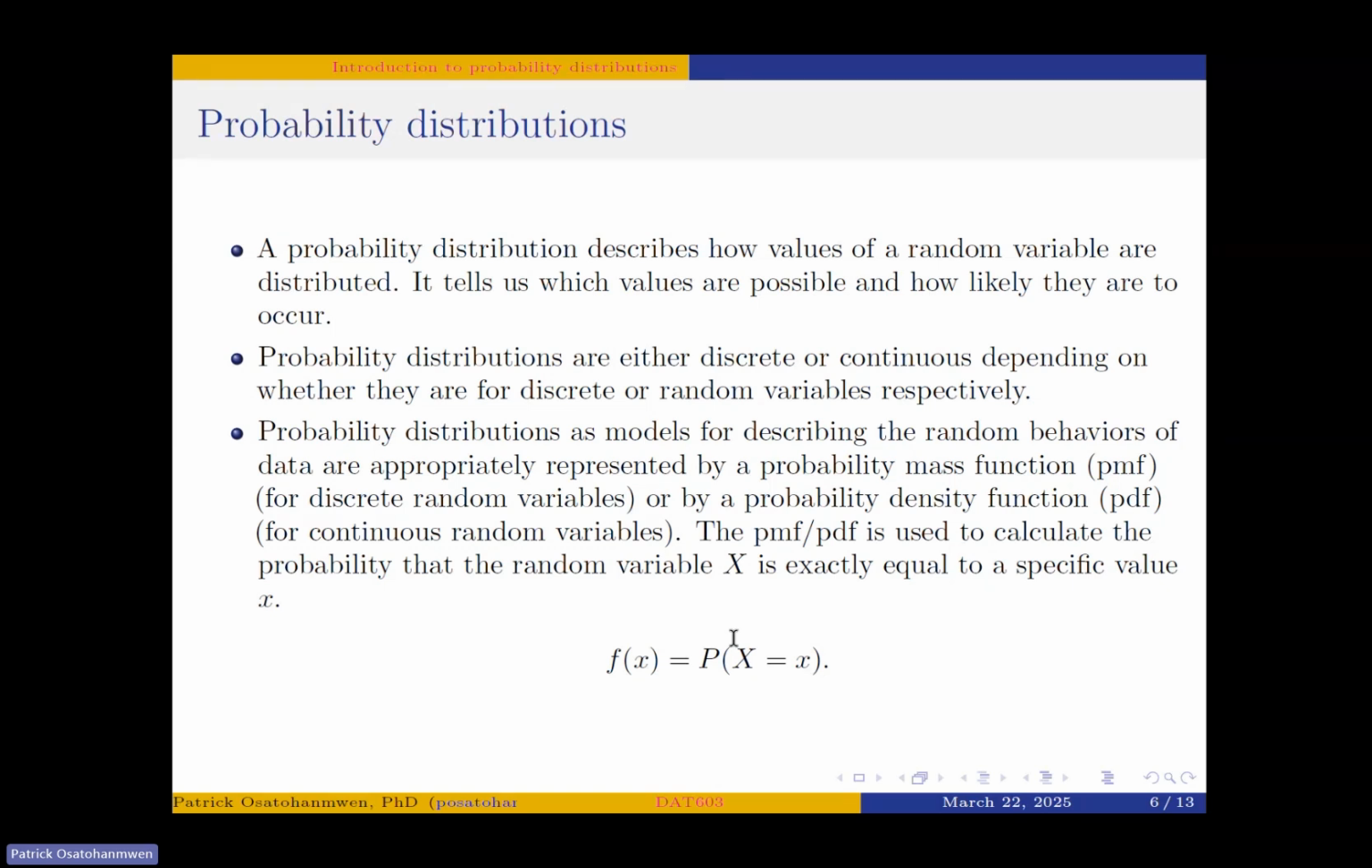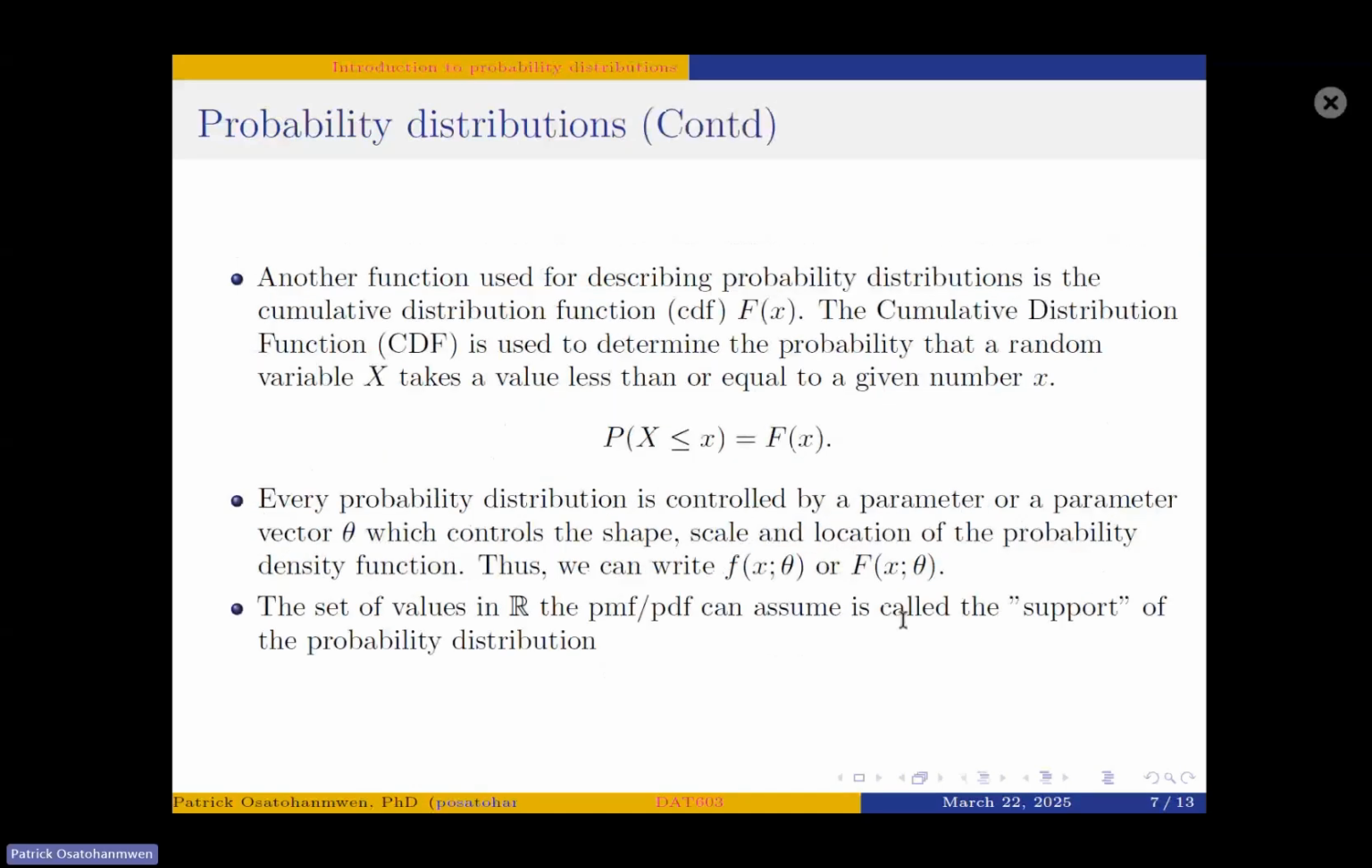Summarily, the probability mass function is consistent with discrete random variables. The probability density function is consistent with continuous random variables, and it is used to compute the probability that a random variable, whether discrete or continuous, will assume a specific value. Now, beside the probability mass function, we have another function that we use to appropriately describe random variables.